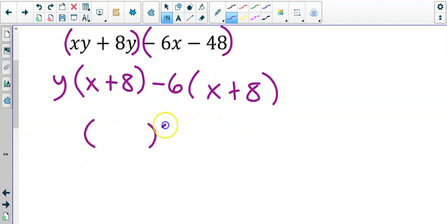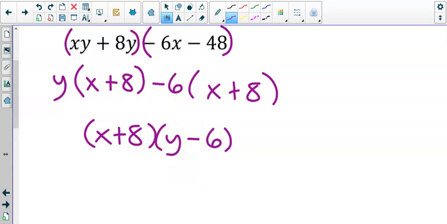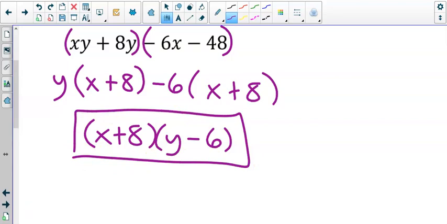When you do grouping, you're creating 2 parentheses. One of these parentheses is the parenthesis that got repeated. So one of them is what? X plus 8. The other one represents the GCFs that you pulled out. So what are the GCFs we pulled out in order? Y and negative 6. Now it's fully grouped. Grouping is just a giant GCF problem. That's all it is. And there you go. Cool beans? All right.